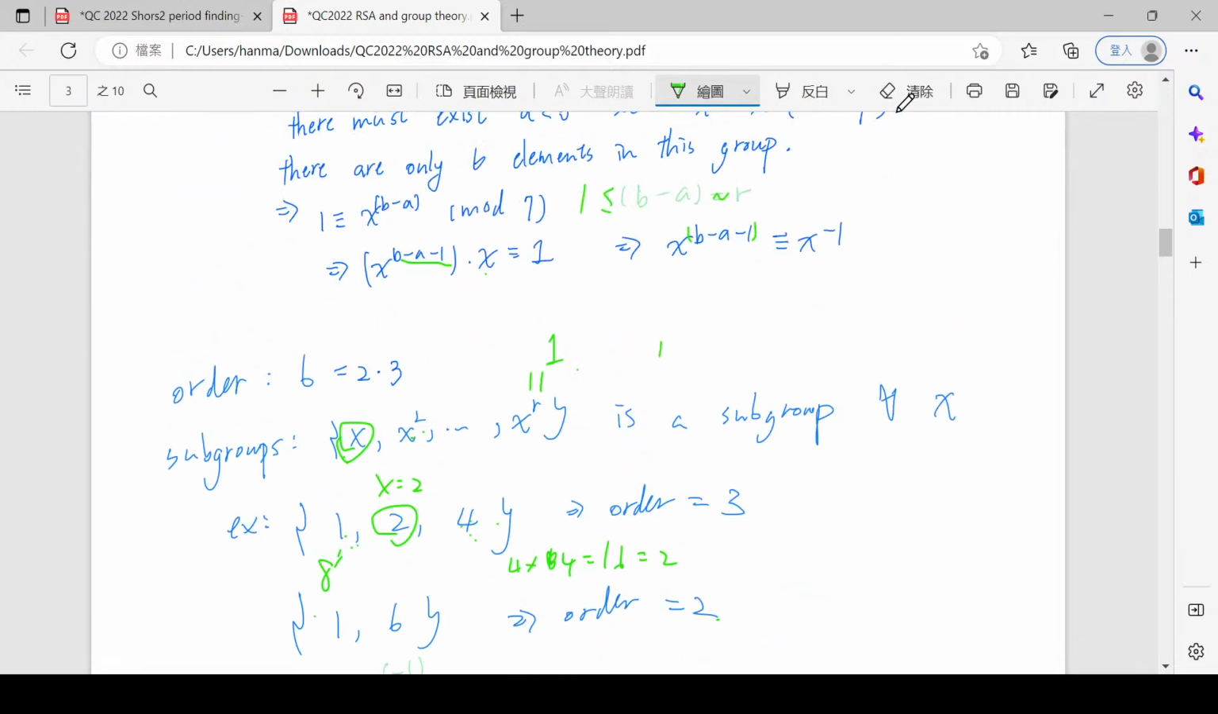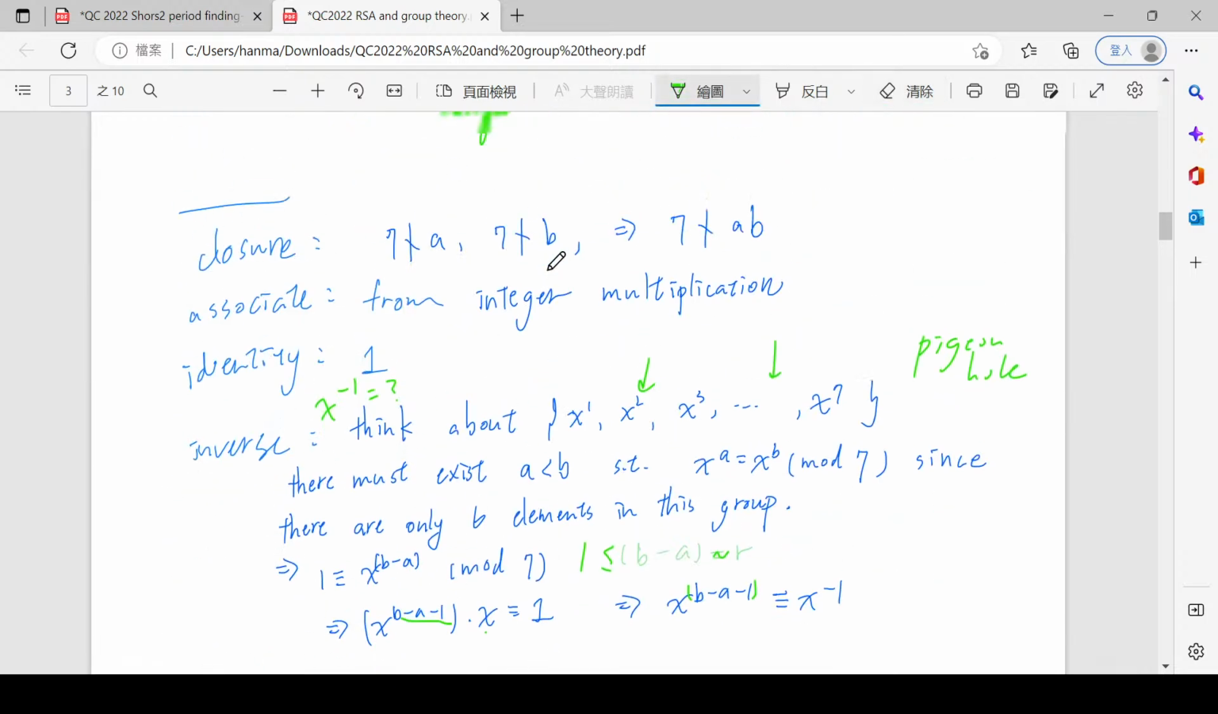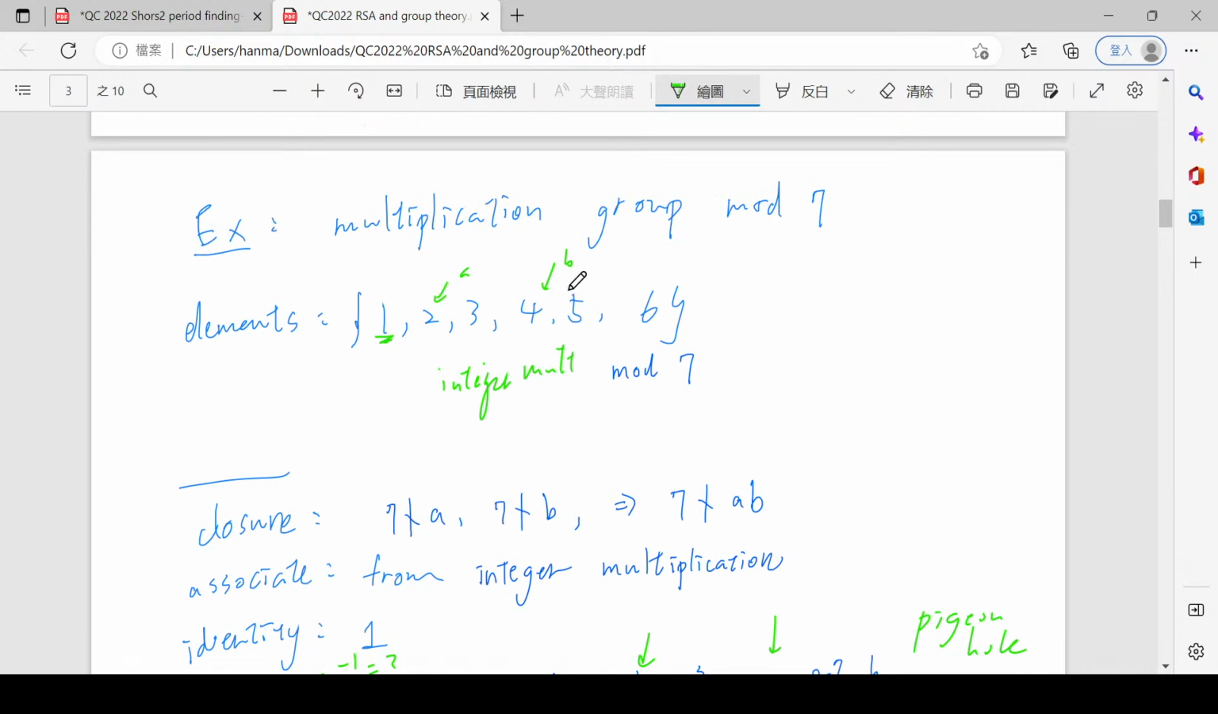Then, so this is multiplication. So you can see that if you change 7 to another prime number, then you will have very similar groups. You can change 7 to 13, 17, and your group will have a similar structure.